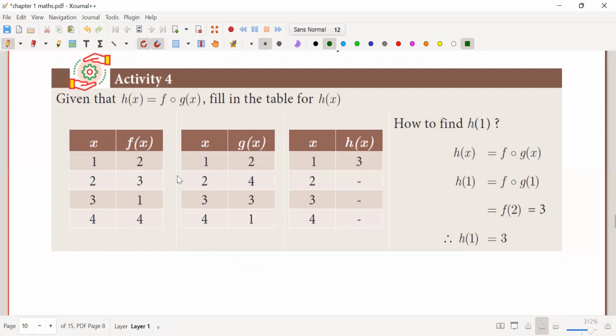They're given the data. What would be f of x for 2? What would be f of x for 3? And 4. They want us to find h of x, which is f of g of x. So f of g of x, the value is 1. So when I substitute g of 1, what is g of 1? 2.